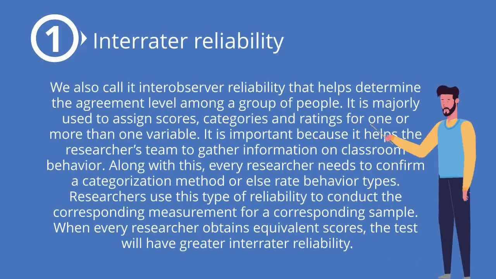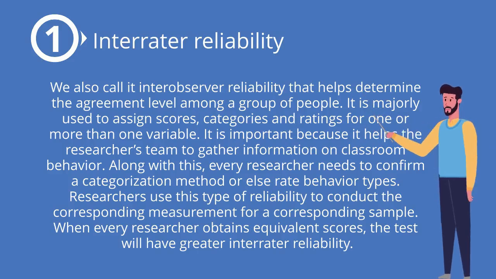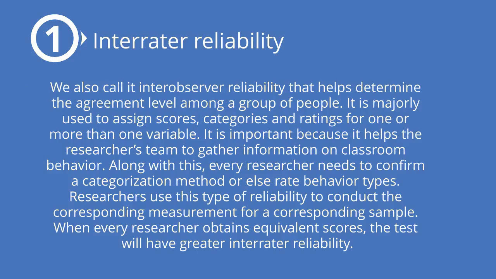Interrater reliability. We also call it intra-observer reliability, that helps determine the agreement level among a group of people. It is majorly used to assign scores, categories and ratings for one or more than one variable. It is important because it helps the researchers' team to gather information on classroom behavior.